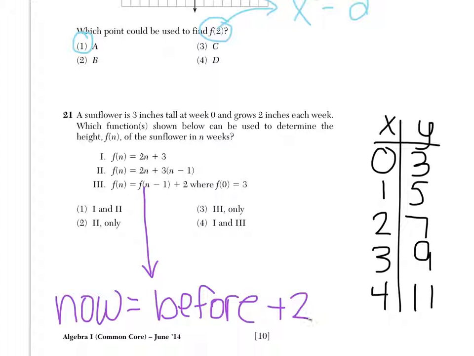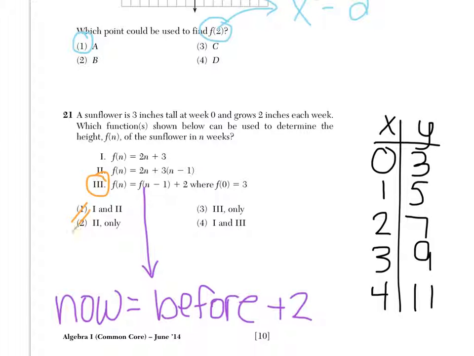plus 2. And it's saying we're starting at 3. F of 0 is 3. Well, we know that part is true. That's this point here. So we need to see if we look before, if we add 2 to get to the next. And yes. So right away, we know that the third function is correct.